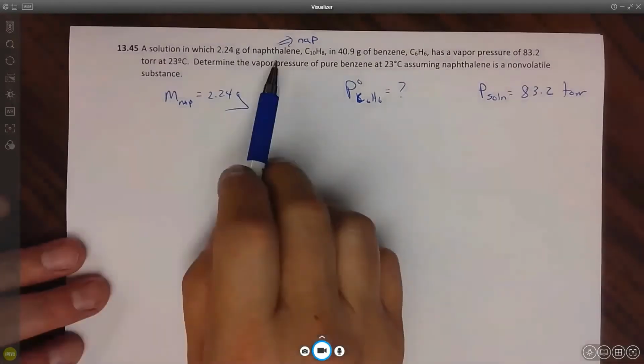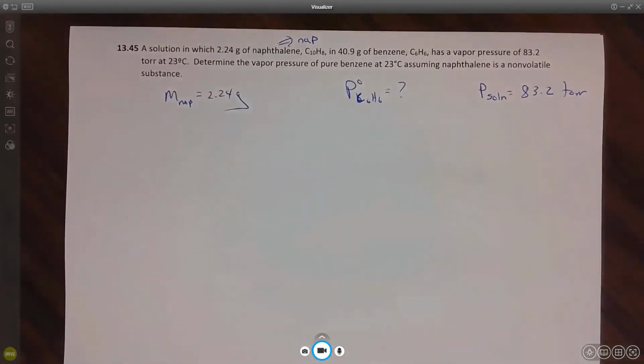Just a real quick side note. Does anybody know what naphthalene is? Most of you have probably never bought it, but I guarantee that your grandparents did. You ever hear of mothballs? Okay.